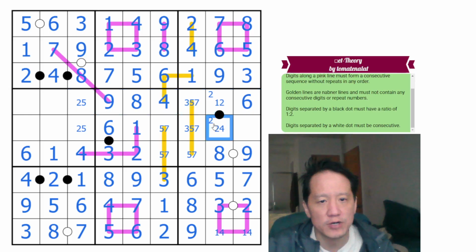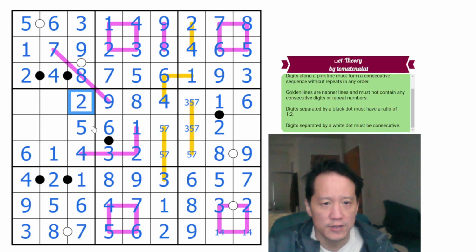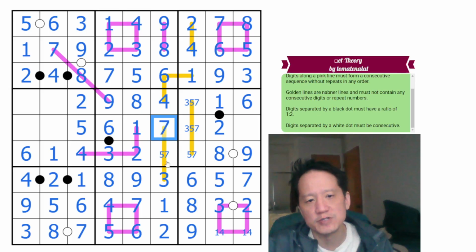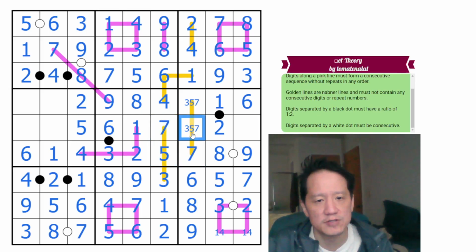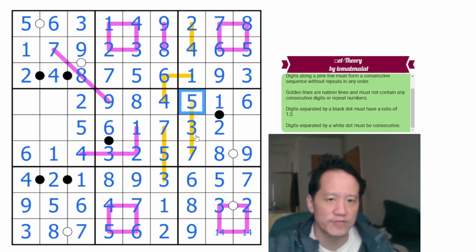Well, where's the 1 now? It has to be here. So this is 1, which makes that 2. This can't be 2, so this is 5, which makes that 2. This can't be 5, so this must be 7, which makes that 5, which makes that 7. This can't be 5 or 7, so this must be 3. This can't be 3 or 7, so this must be 5.